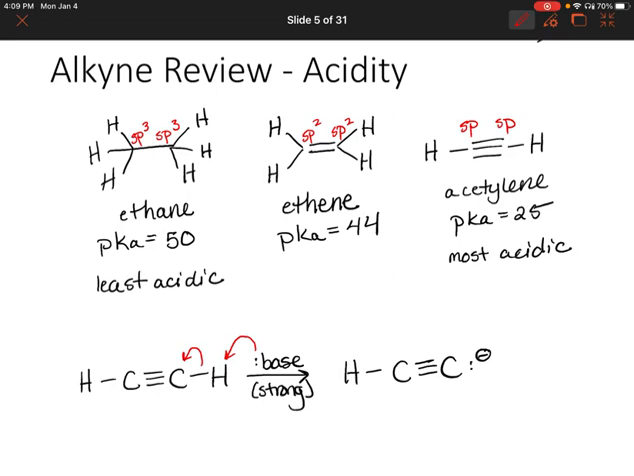So a couple of options that you can use. You can use NH2, so this has a negative charge. Or you can use a hydride ion. And remember, the hydride ion is going to come from some sort of salt. So lithium hydride, sodium hydride, or potassium hydride. And these are all very strong bases.